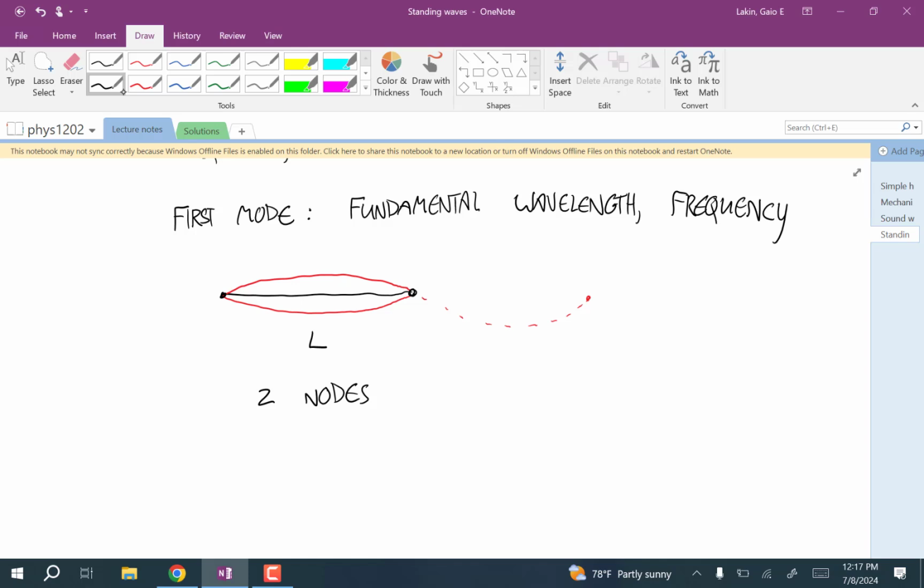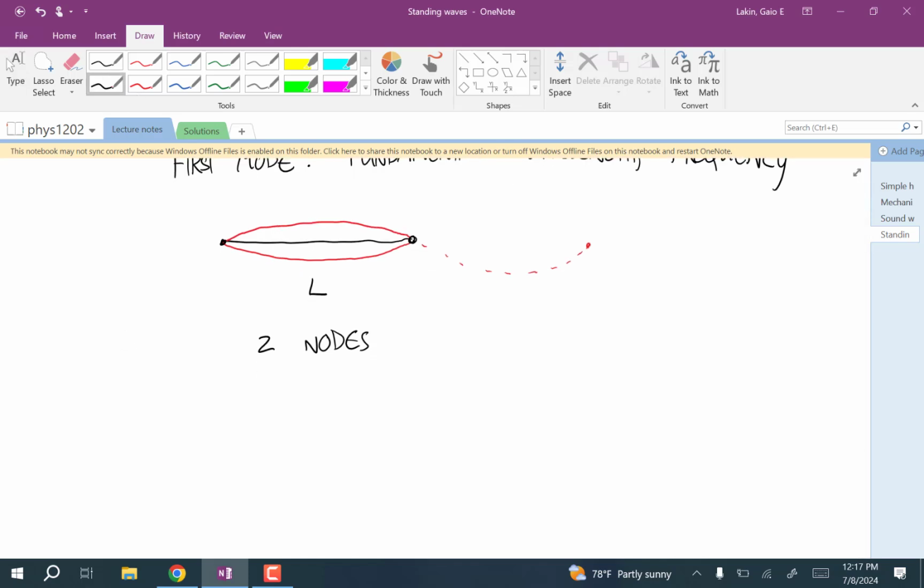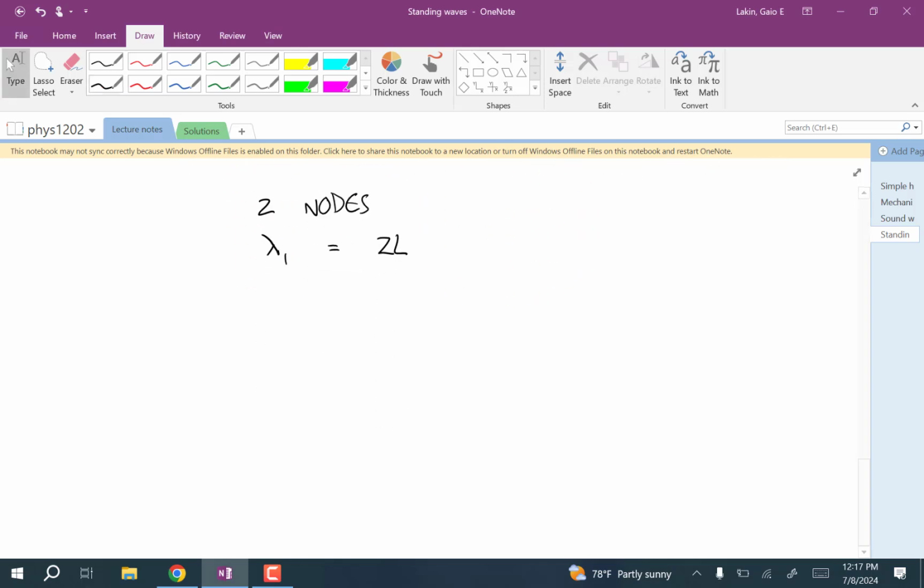Okay, and so what's the wavelength in this first mode? I'm going to call that λ1. The wavelength is twice as long as the length of the string, and so this wavelength is 2 times L. Now let's go to the second mode.